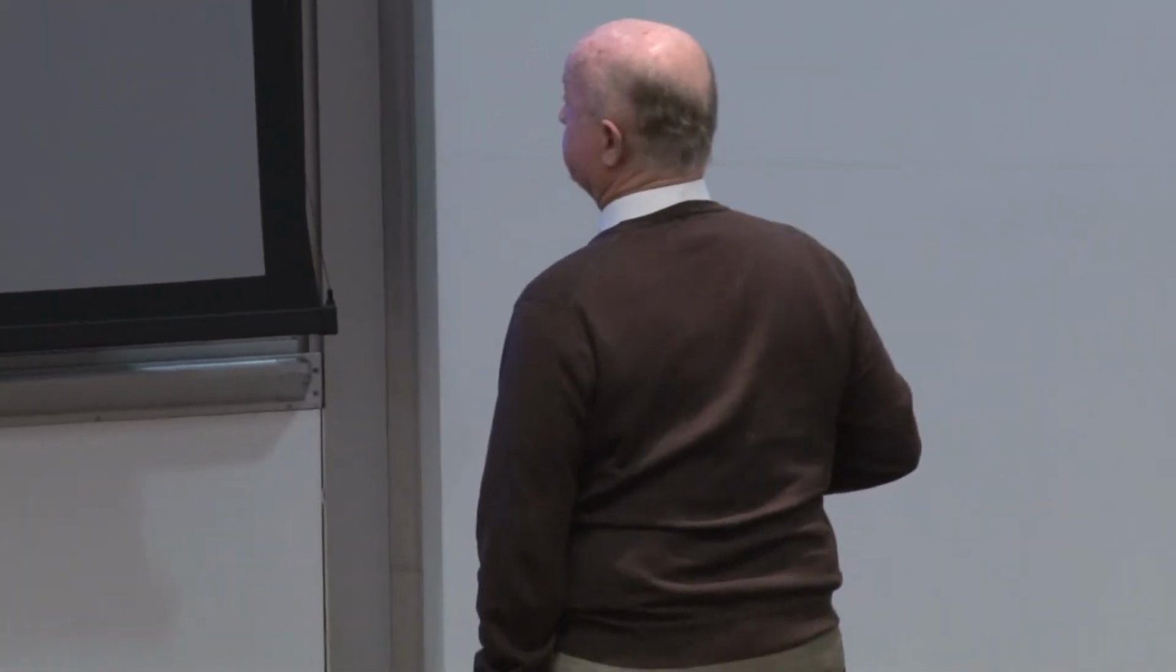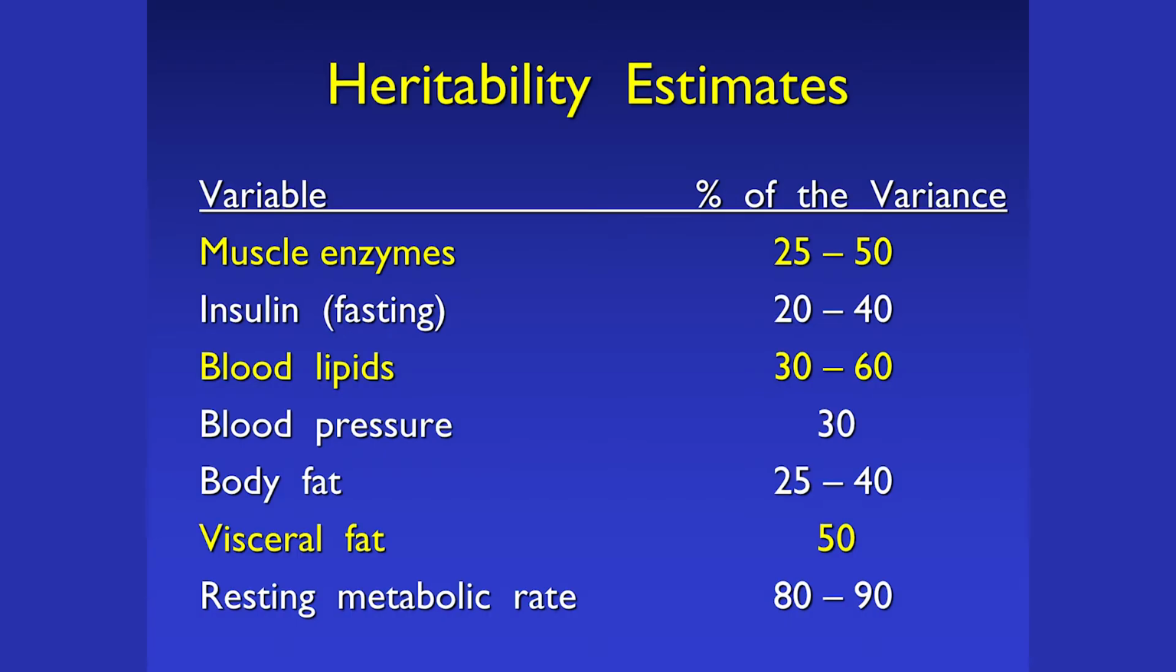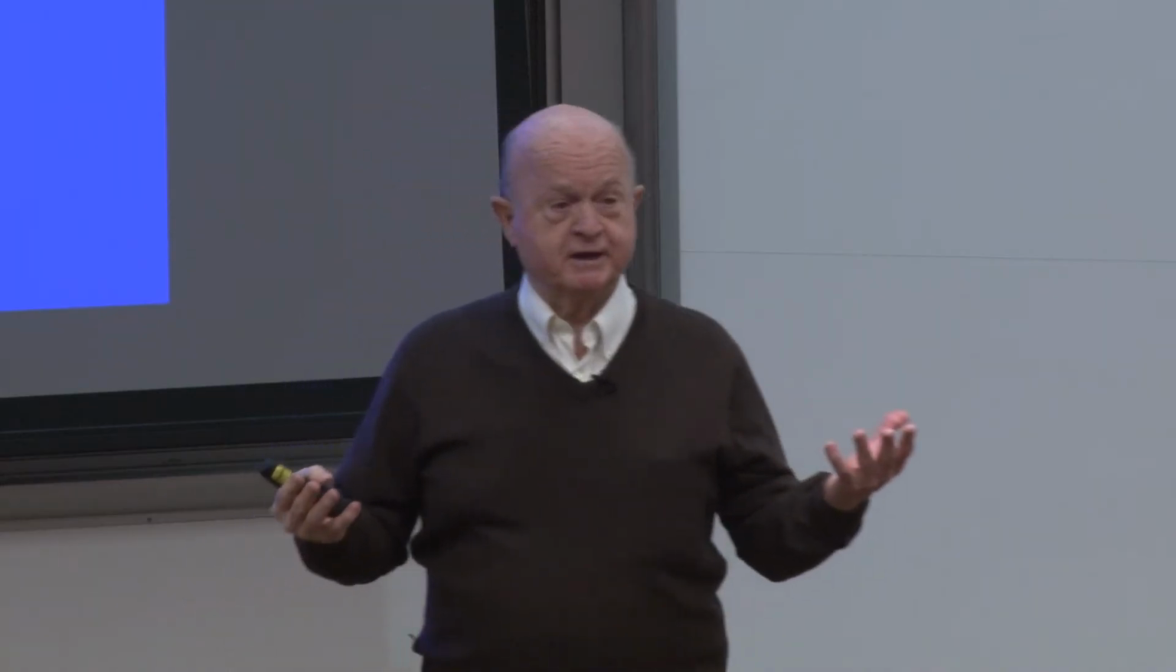So if we look at a number of different estimates of how much the enzymes, muscle enzymes is fairly low, insulin, blood lipids, blood pressure, fat, resting metabolic rate, that's fairly high, but your body fat is here, your blood pressure is only 30%. Why is it there? Because if I'm under stress, or I'm overweight, or I eat a diet with too much salt, my blood pressure can go up or down. So it's environment more than genetics. So each one of these things has a combination of genetic and environmental aspects.